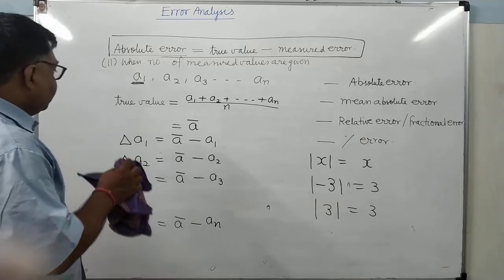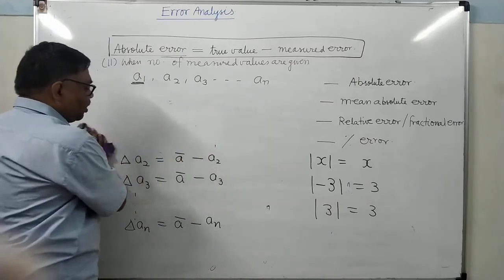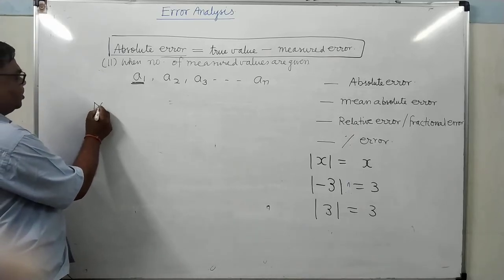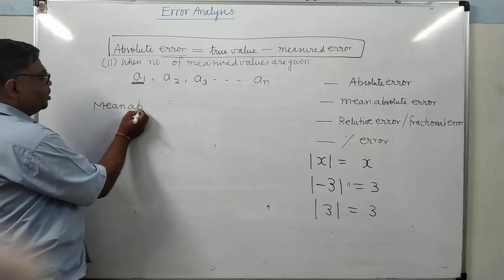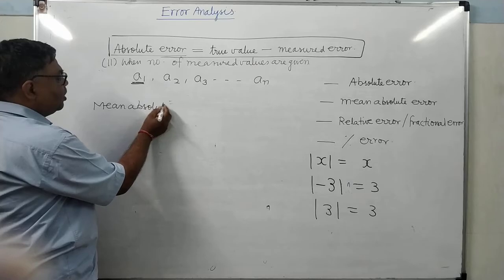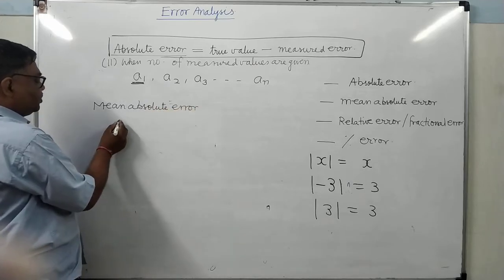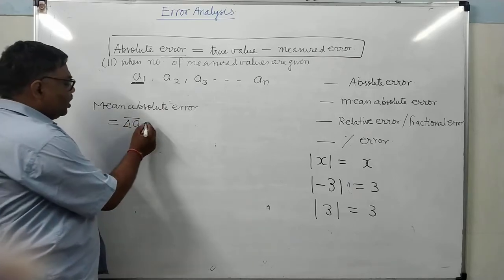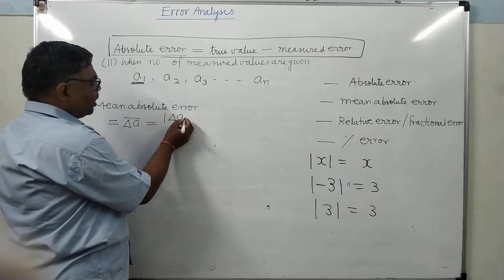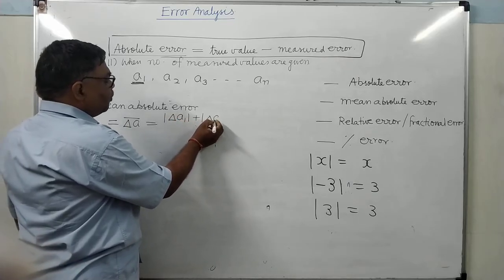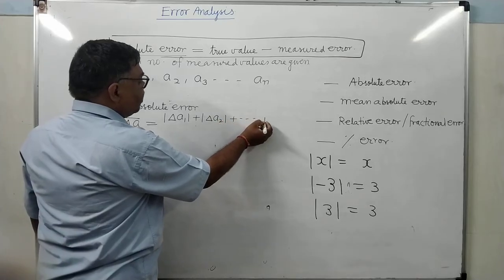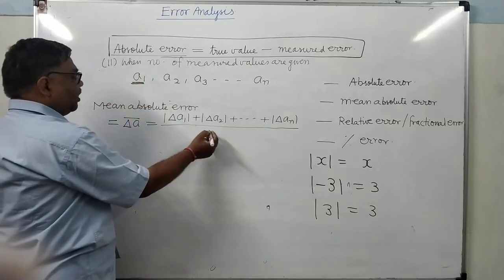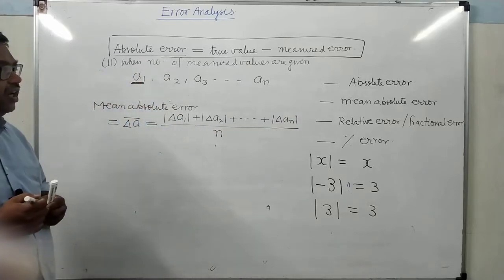So how will you find the mean absolute error? So you can see here, in order to determine the mean absolute error, we write it as delta A bar. Is it clear? Delta A bar will be equal to modulus of delta A1, that is their positive value, plus modulus of delta A2, plus and so on, modulus of delta An, divided by n.